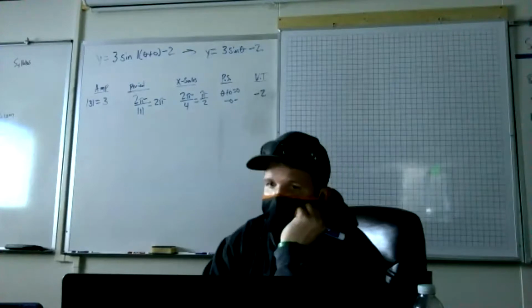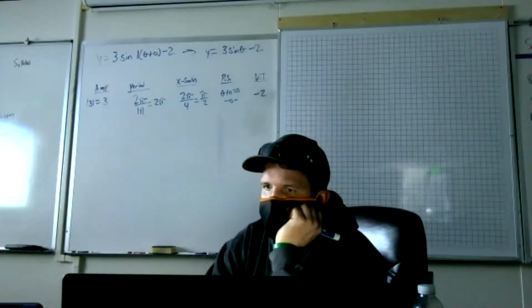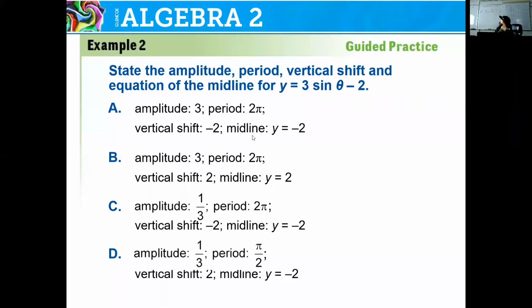If I'm looking at my answer choices, I find the one that has all that information. Amplitude is 3, so I can eliminate C and D. The period is still 2 pi. So my vertical shift on A is -2. That corresponds. My midline equation is y equals -2. So my answer is A. For B, they approached it as if it was +2 instead of -2.